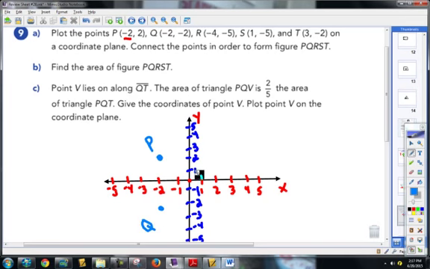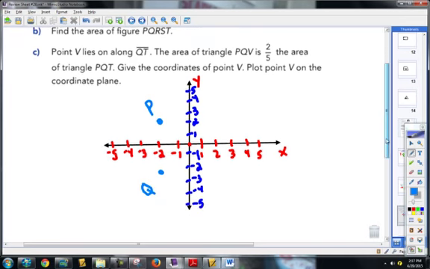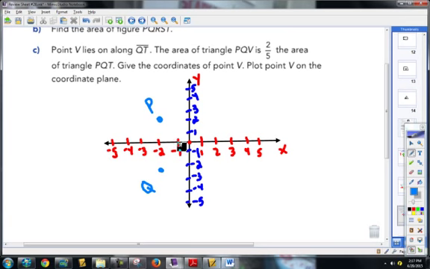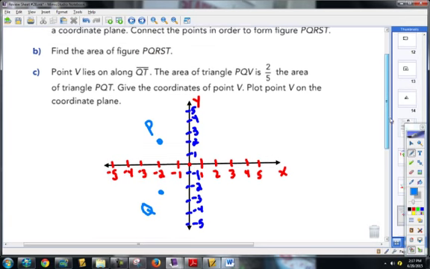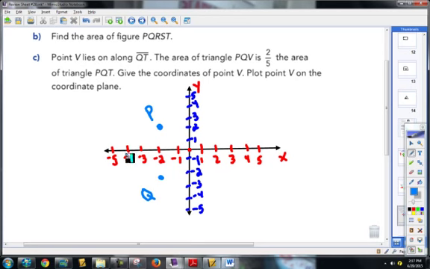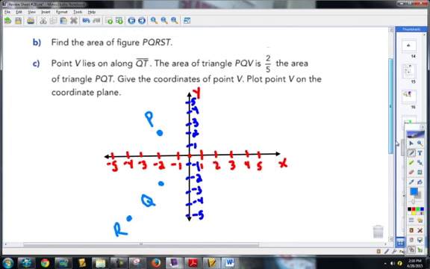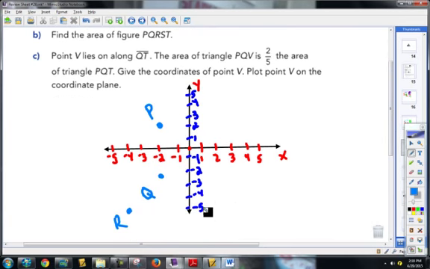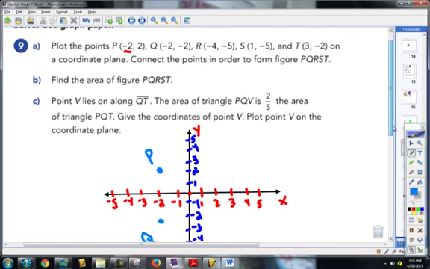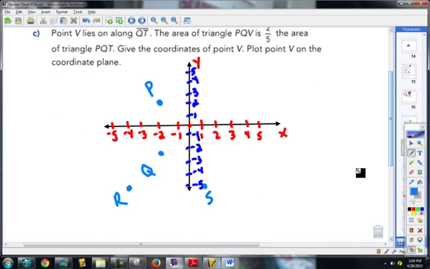Okay, here we got R. So we're going to go left to, what was that? -4. And then we're going to go down to -5. That's going to be point R. Okay. Point S is going to be over to 1 down to -5, so right there, S, okay? And then finally T is going to be 3, -2.